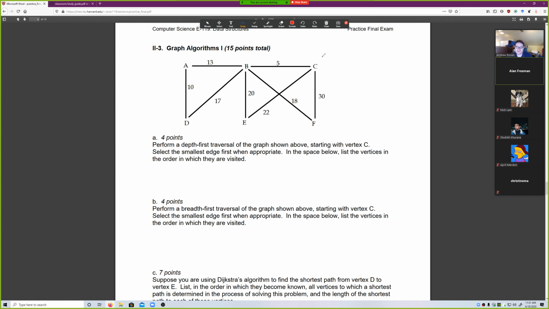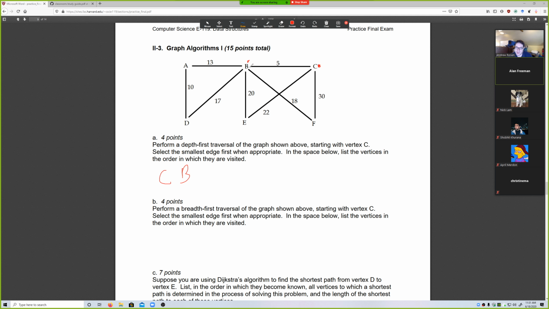But let's go ahead and we're going to start with C. To do depth first search, I'm just going to draw on here. So we're at C. We've got 3 possibilities as to where to go from C, right? B, E, F. And we're doing depth first search, and we choose the next place to go based off of the smallest edge. So we go next to B.